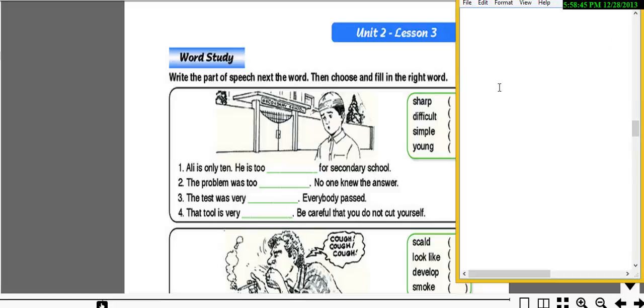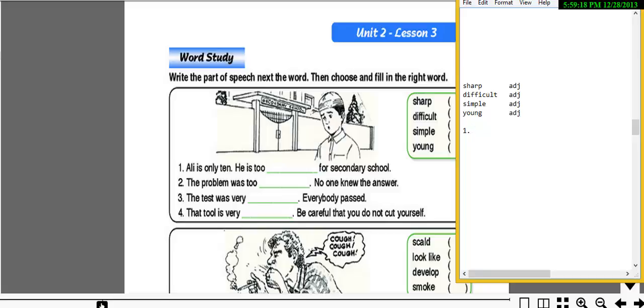Now, sharp is, oops, an adjective, it's a description of something. Difficult is also an adjective, and then you can say simple is an adjective, and young is also an adjective. Now, let's see what we can do about the questions here, or the sentences, sorry.